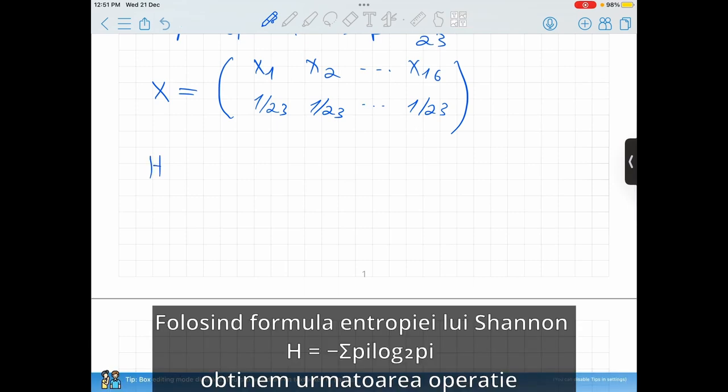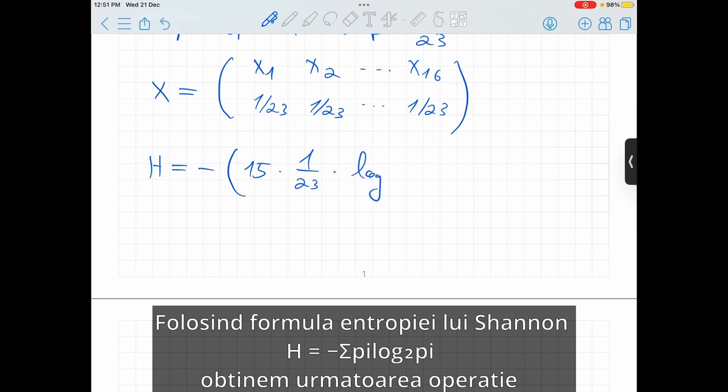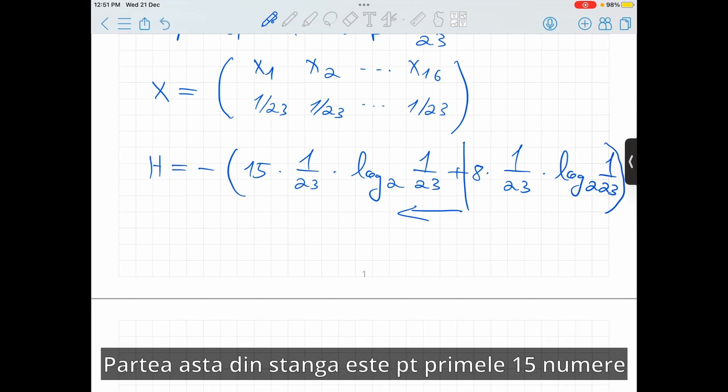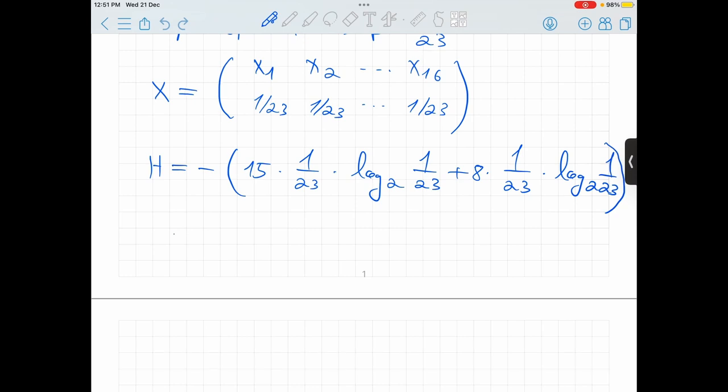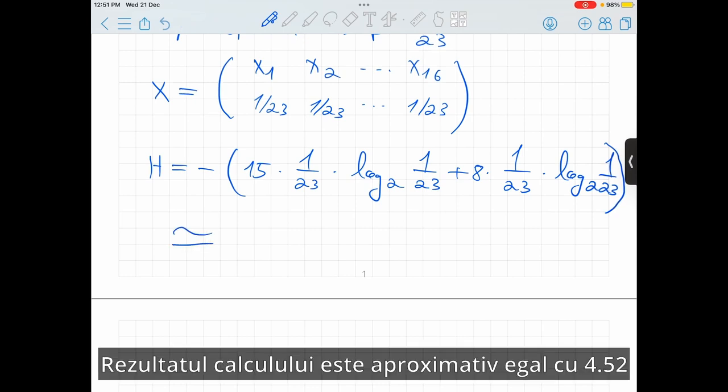And using Shannon's entropy, we have the following formula. Again, this is for the first 15 numbers, and this part is for the 16th number. And if we compute this, it would give us around 4.52.